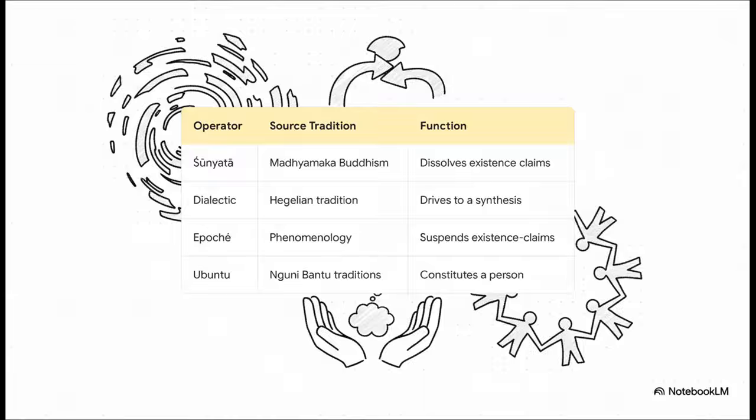And look at how this reframes some really famous concepts. This is what's so cool. Take shunyata from Buddhism. It's not just a belief in emptiness. No, it's an operator, a function that you can run to dissolve claims of inherent existence. Or look at Ubuntu. It's not just a nice value, it's an operation that actually constitutes a person through their relationships. See? We can specify exactly what these powerful ideas do.